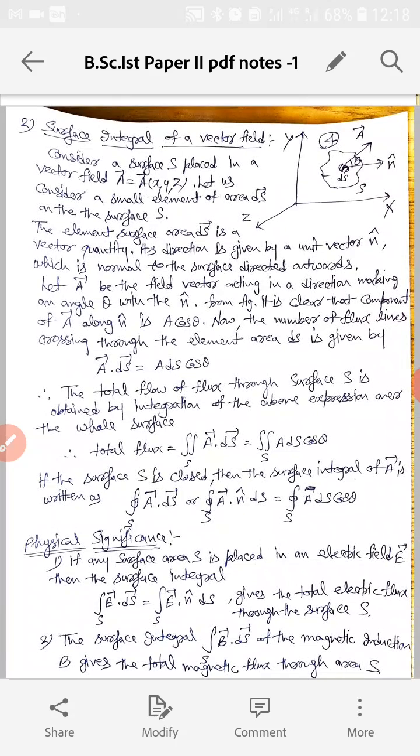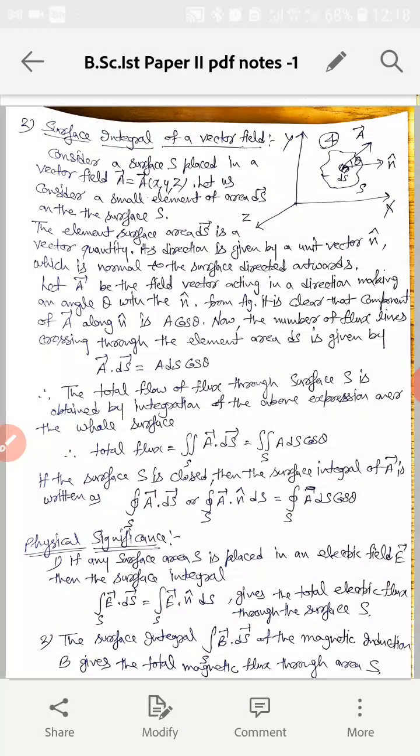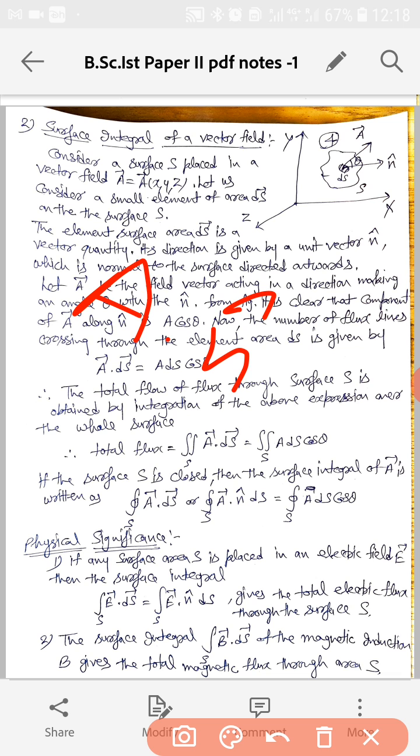Okay, the number of flux lines crossing through the element area ds is given by this. If we take the dot product A dot ds, which is nothing but A ds cos theta, because theta is the angle between A and the ds vector. This term we can also write as A dot n cap.